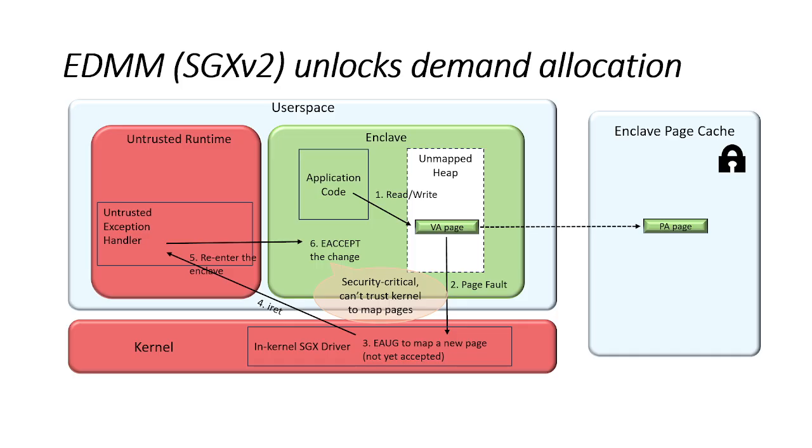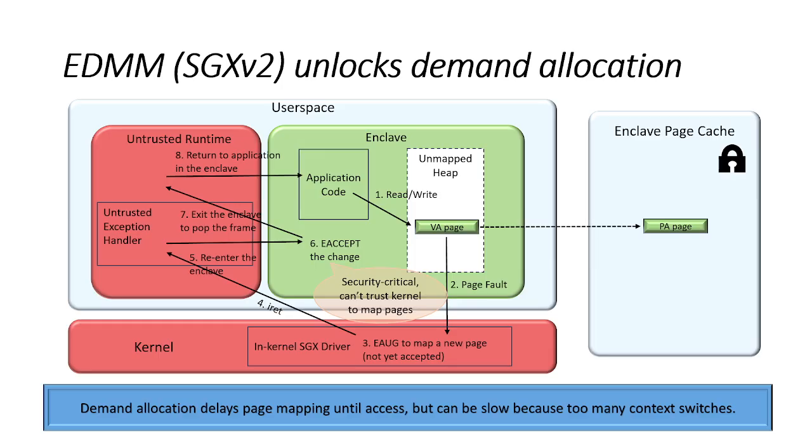EACCEPT is security critical because in SGX, the enclave cannot trust the kernel and has to verify the pages on its own. At this point, the control is transferred back to the untrusted runtime, which finally loads the correct context needed to resume execution from the faulting instruction. Given this flow, we can see that although there is added flexibility to memory management, there are too many context switches. And this, just by intuition, should add significant performance overheads. Exactly how bad it is, we'll soon see in the results.